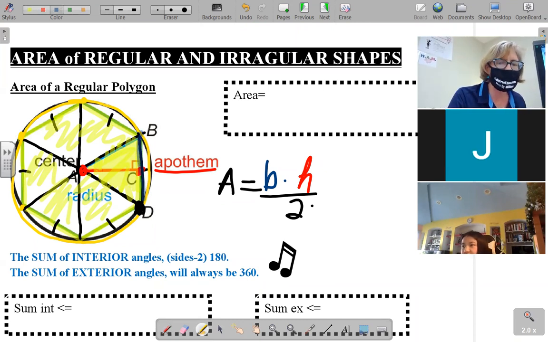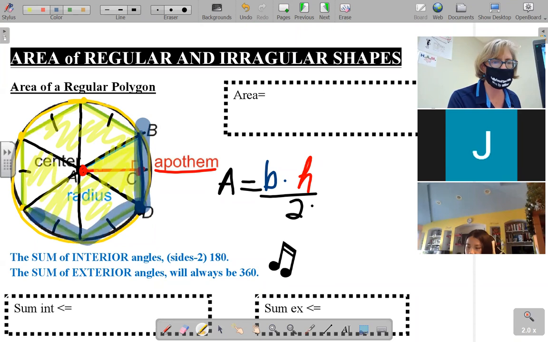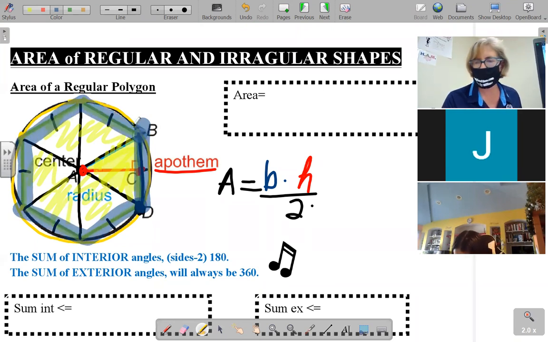I'd like you to trace that base. Everyone's doing this with me. You guys at home, trace the base. Keep going. Trace the base all the way around.